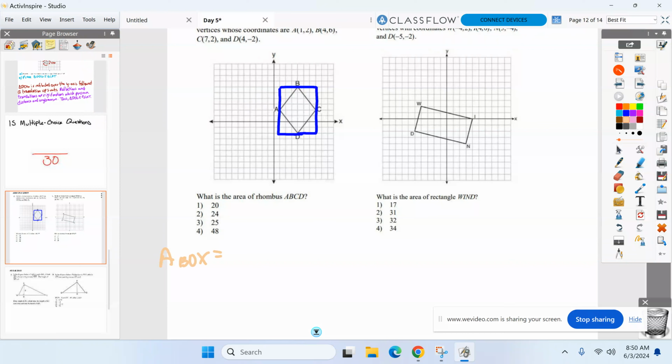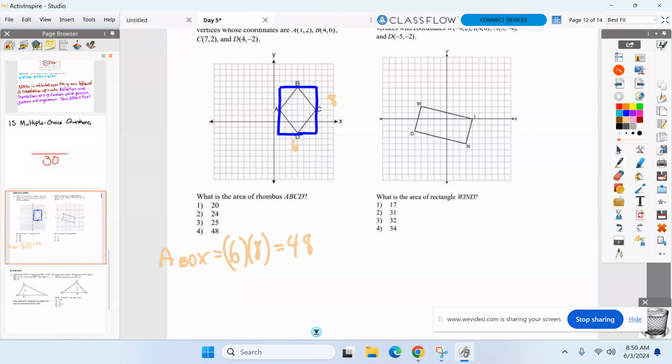What is this? 6 by 8, I think. Yep. So this is 6 times 8. Don't get all happy here. They want you to fall in that trap. Hey, circle me, choice 4. That's just the area of the box, not the rhombus.